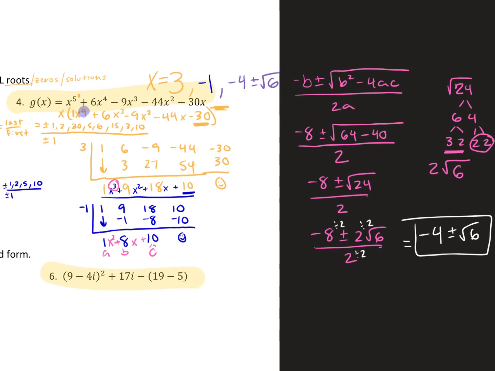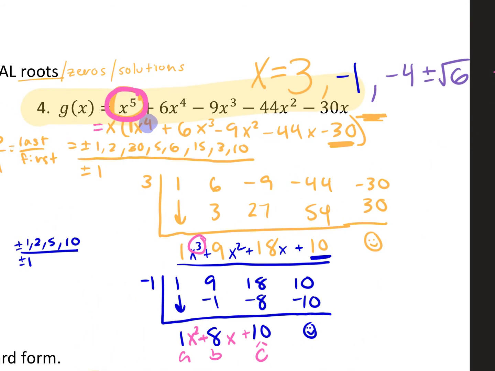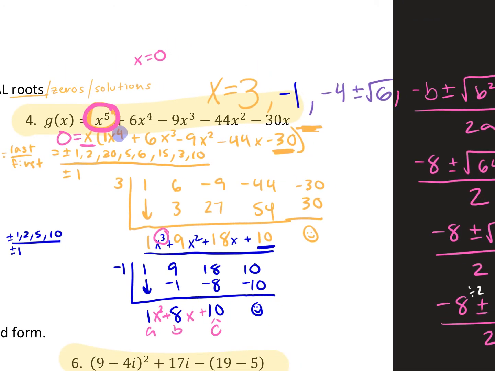However, we started with x to the 5th power, so that means I need 5 zeros. Right now I only have 4. I have 3, negative 1, and negative 4 plus or minus square root 6. The x I took out in the beginning, to find the roots or the zeros or the solutions, we set this equal to 0. So since I took out an x, that is x equals 0. So 0 gets added to my list also. So these are my 5 roots.